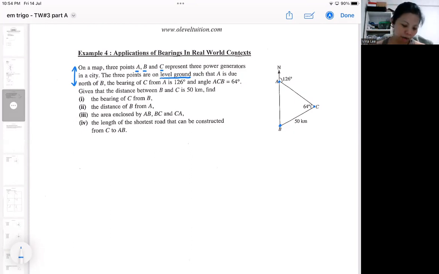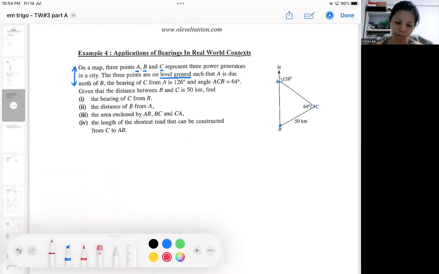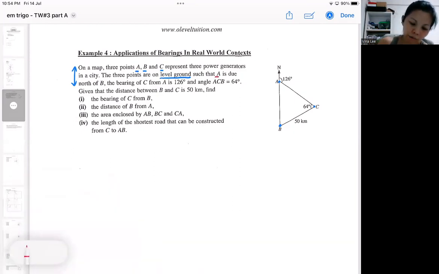Okay. So after this, you need to digest the information. For example, here, A is due north of B. The implication means that this is a vertical line. So it's perfectly vertical. That's the implication of this statement: A is due north of B. And then they gave us the bearing.